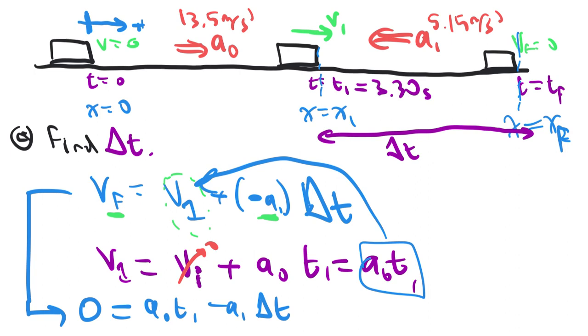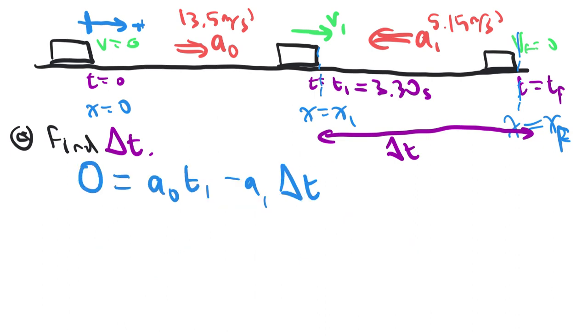Now I really do have a bit of a mess, but not too bad. So I'm going to take this equation and go to a new page to solve it, but it's kind of trivial. So where we are is we have the equation 0 equals A0T1 minus A1 delta T. There's a lot of symbols going on here, so I want you to remember where this comes from.